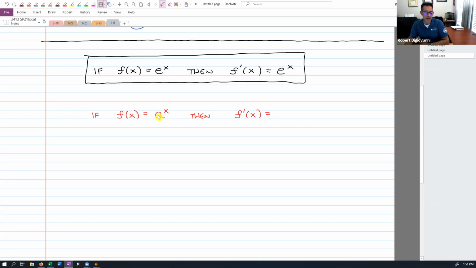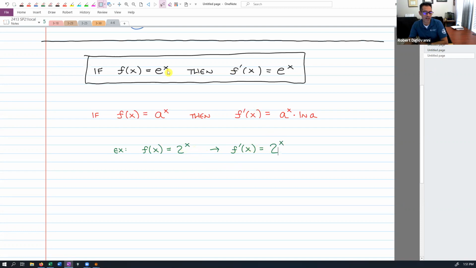The derivative of a to the x is itself, and multiplied times the natural log of a. Now I'm going to give you a specific example of this one. Let's say we have the function f of x equals 2 to the x. Then, according to what I just said, the derivative of this will be itself, 2 to the x.